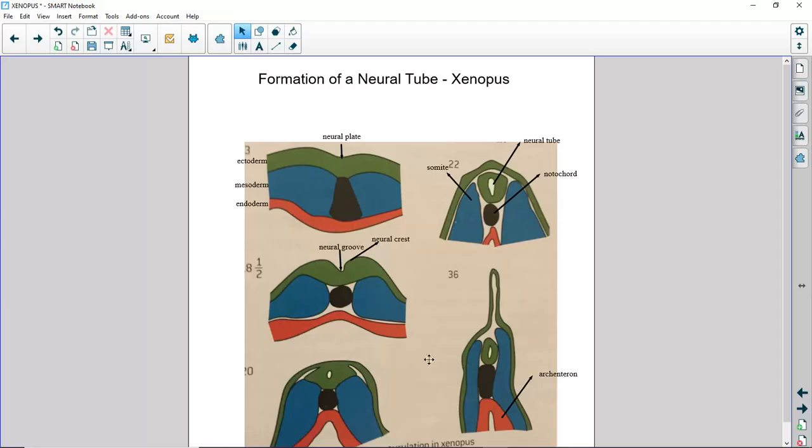And again, the notochord, I didn't say what it's going to do. It's actually going to give you the vertebral discs. All right, so you see it going on. So, formation of the neural tube in a Xenopus.